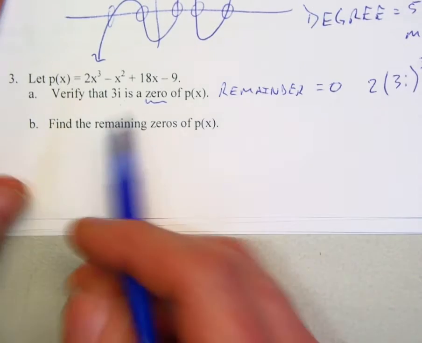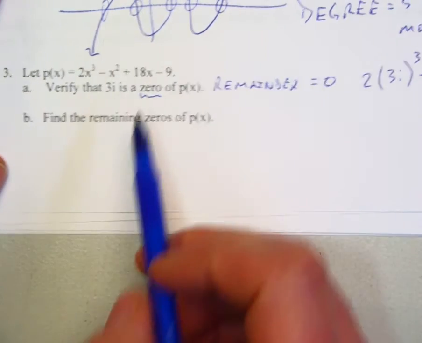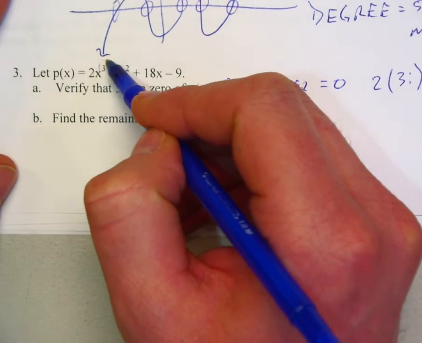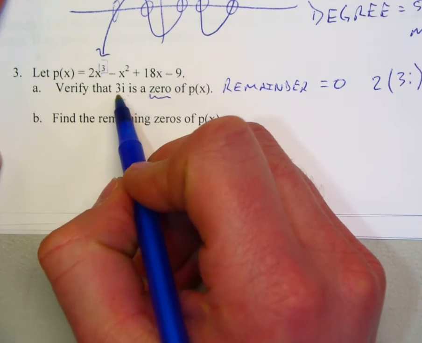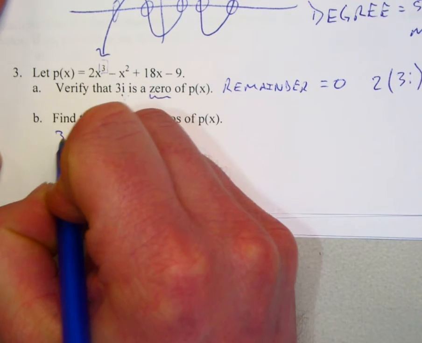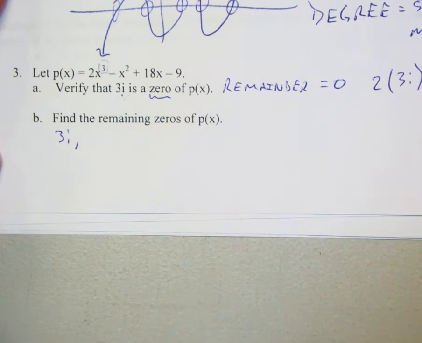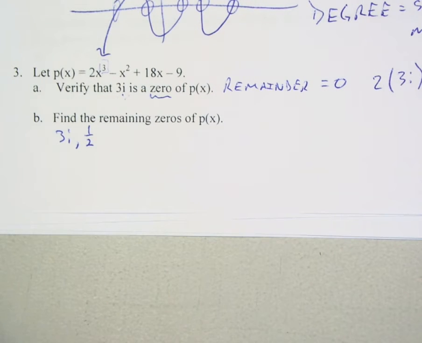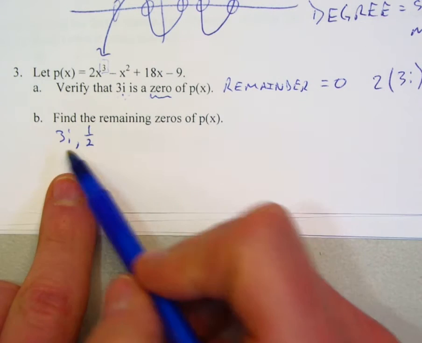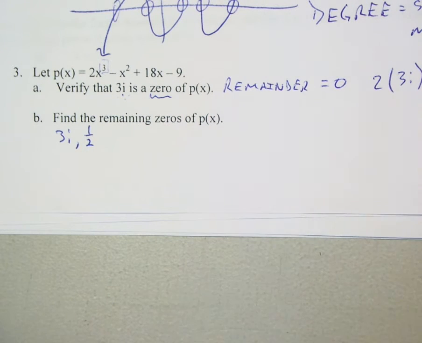So if I'm finding all the zeros, first of all, I look at the degree. I know that there's going to be a total of 3 of the numbers. In part A, I found that 3i is one of my zeros. I just went on my calculator and found that 1/2 is one of my zeros. Now let's see what else we can figure out. We've got to find all the zeros. We're looking for a total of 3 numbers. So let's see if we can figure this out.